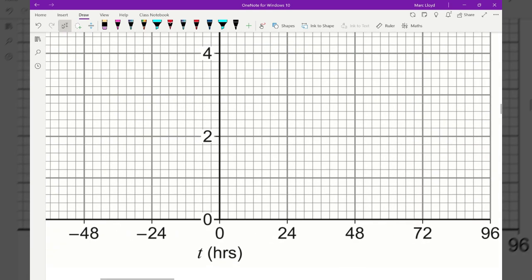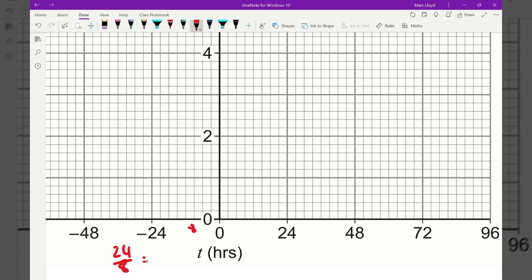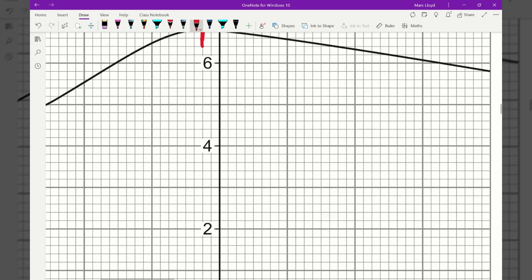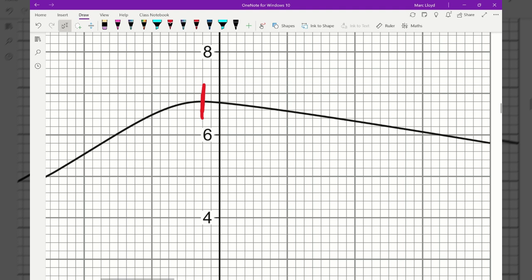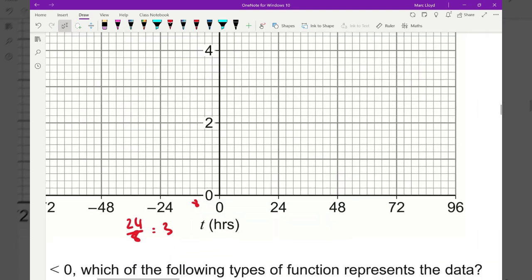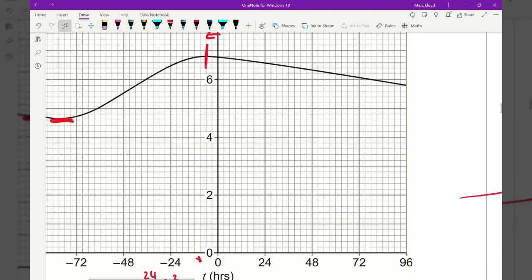So between 24 and 0, we've got 1, 2, 3, 4, 5, 6, 7, 8 squares. 24 divided by 8 gives us 3. So each little square is worth 3 hours. And this is 2 little squares before it, which means it's 6 hours before noon.